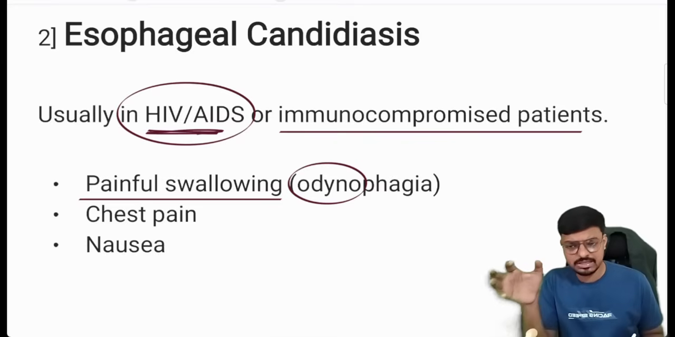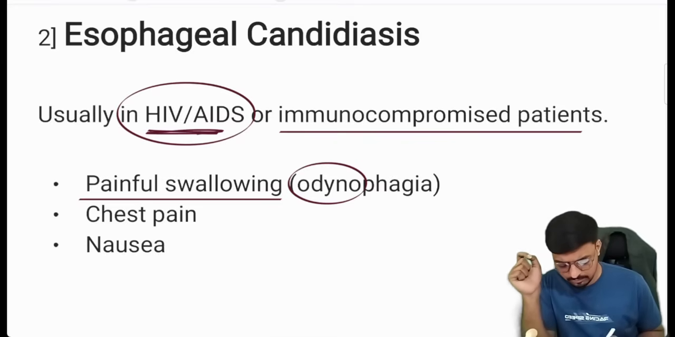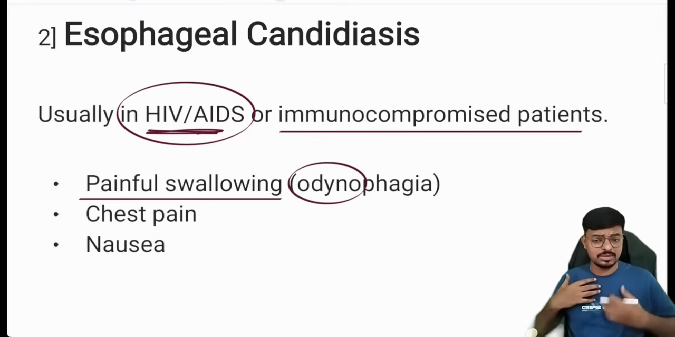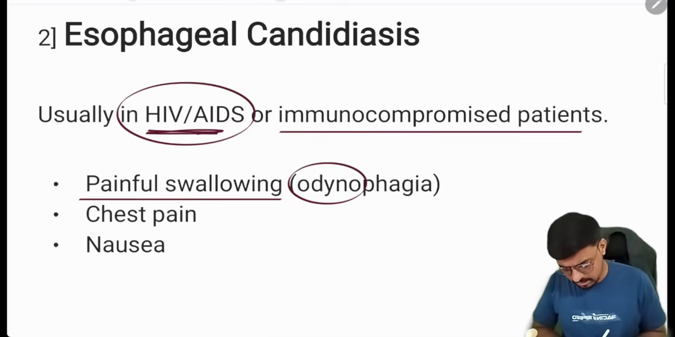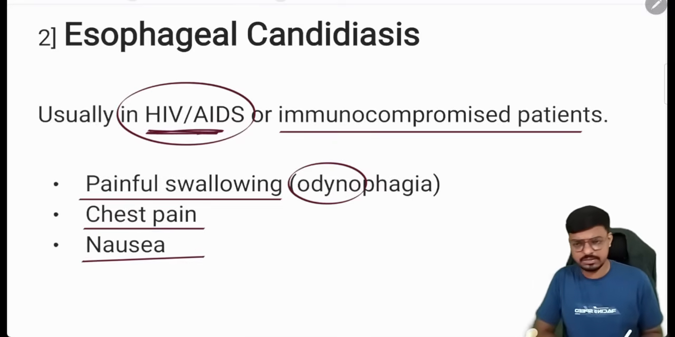But in esophageal candidiasis, the patient gets pain. That is odynophagia, so painful swallowing will be there. And here is our esophagus. If the esophagus is getting the candidiasis, chest pain will also happen, and the patient will get nausea also. So chest pain, nausea, and painful swallowing will be the associated symptoms with esophageal candidiasis.